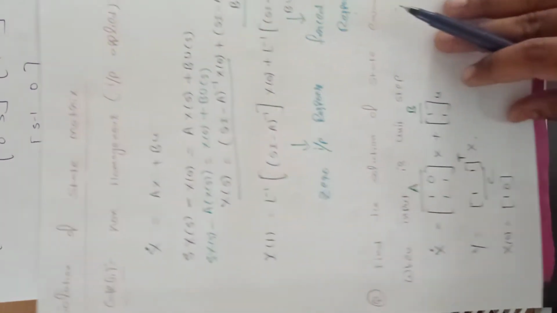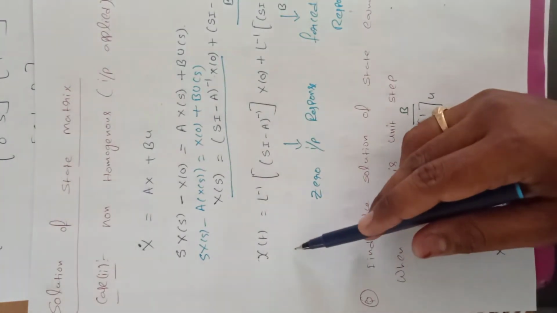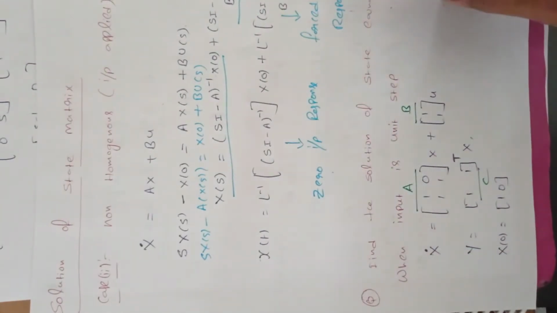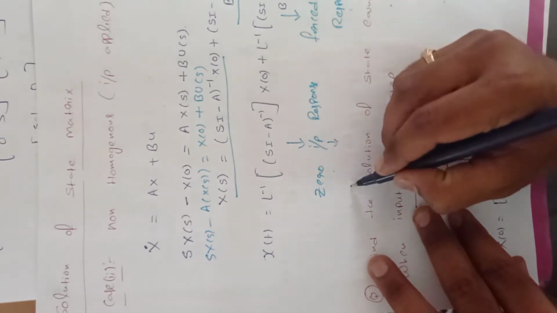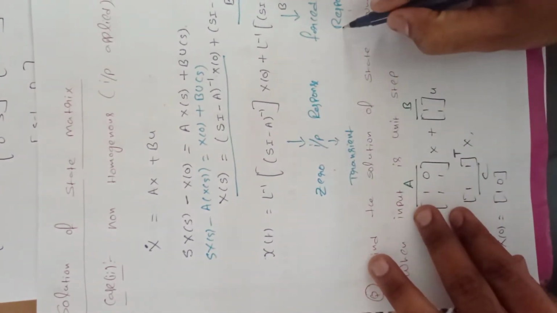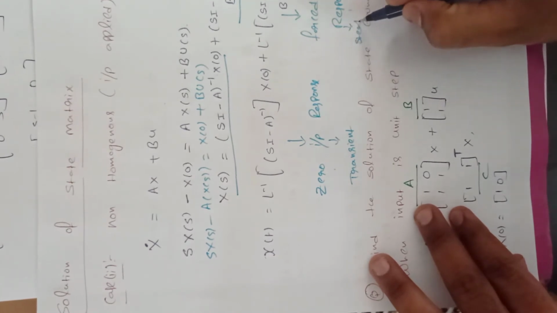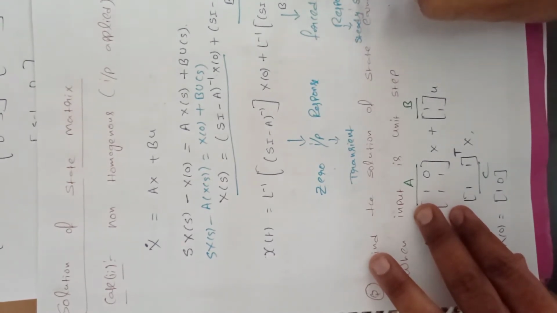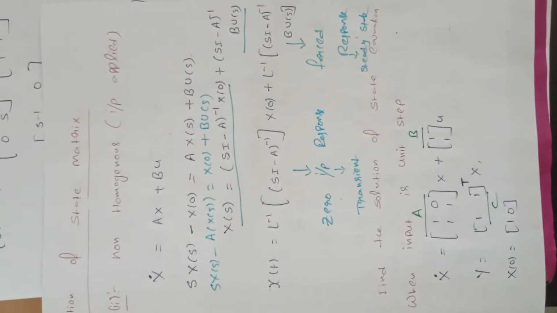Then what was the total response? My x of t equals the zero input response plus the forced response. Also we can call it the transient response and also the steady state response.